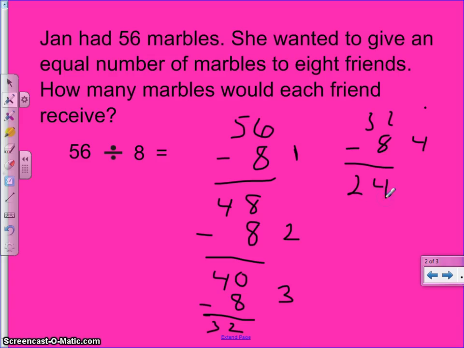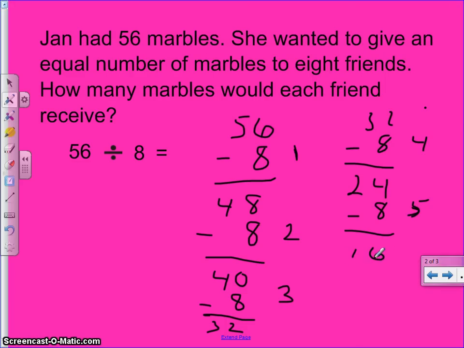24. So I'm going to keep doing this. I'm going to subtract 8 again. I know it's a long process, but if you don't know your multiplication facts, this could be a very useful way to help you solve. So 24 minus 8 is going to give me 16.